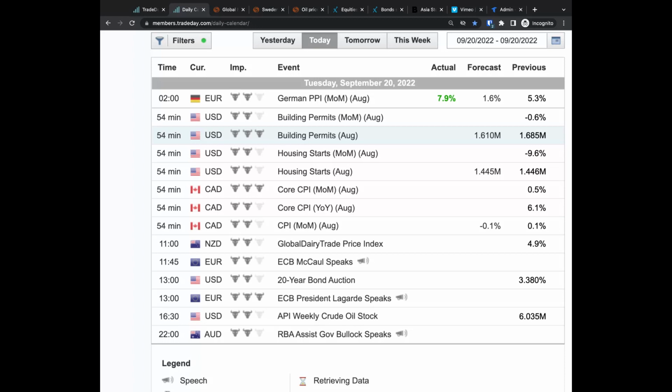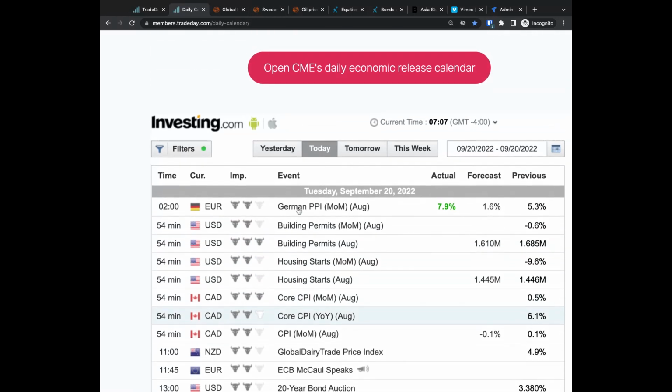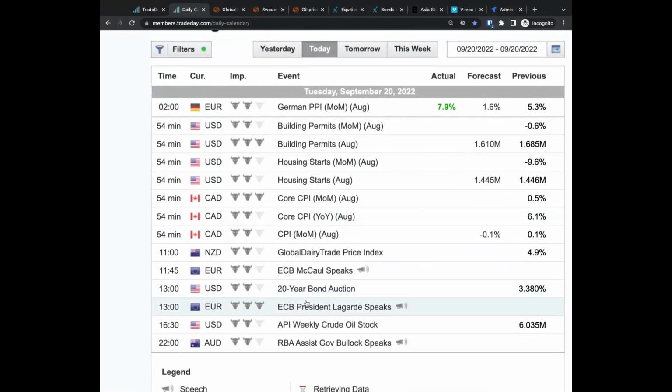We'll take a look at the charts in a minute, unless this Canadian CPI data comes in significantly cooler than expected. So that's a look at the economic calendar today. We've got Christine Lagarde speaking at 1 p.m., if you're trading the euro currency or any euro denominated futures products.